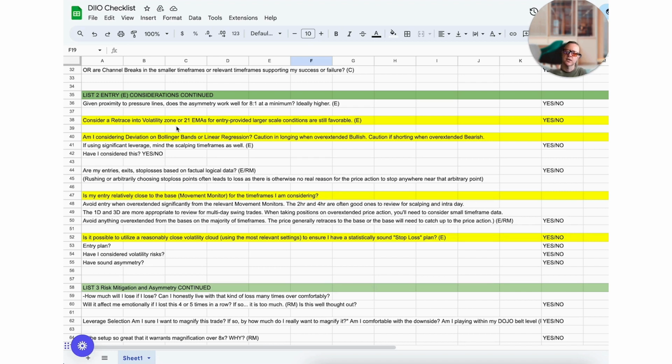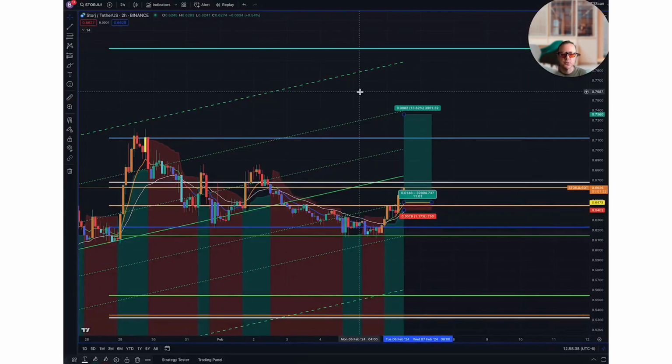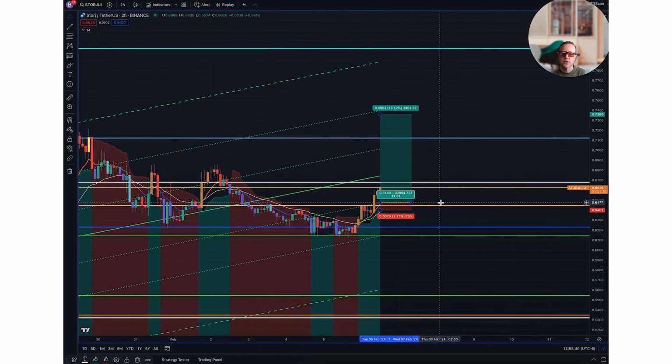The next thing on line 38 here, consider a retrace into the volatility zone or the 21 EMA, right? And that's provided that larger scale conditions are still favorable. So this is, I think, a really cool thing to do. It's much easier with the algos, obviously. And so when you have the orange on orange conditions and you have the 4-hour supporting you, you can look at the larger time frames, make sure that they're supporting you.